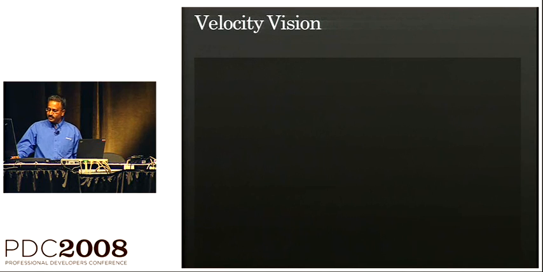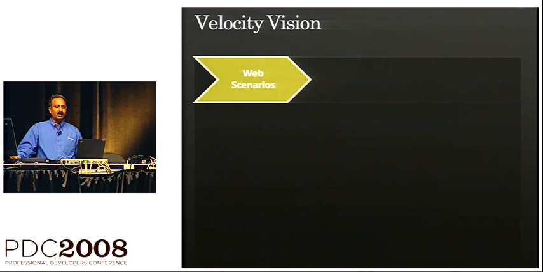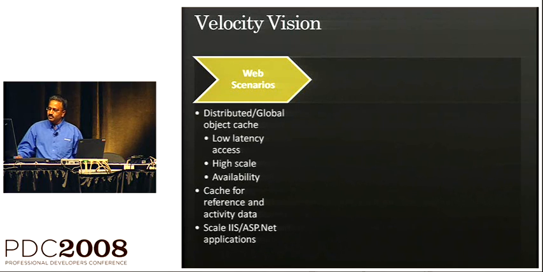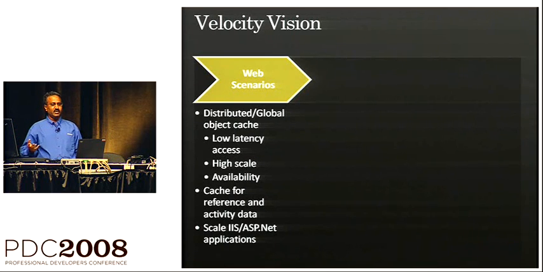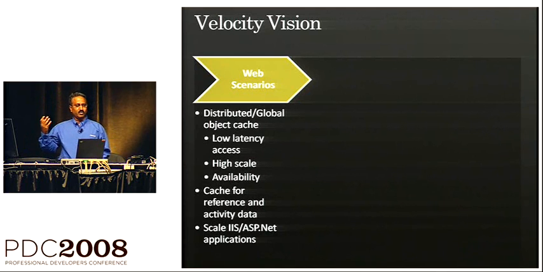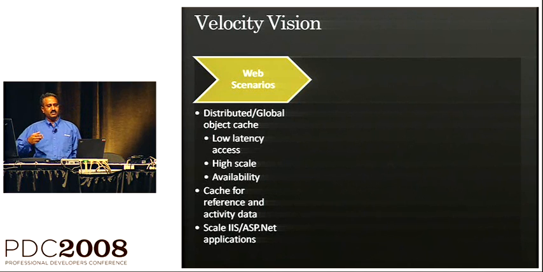So in terms of the Velocity vision, initially we took a lot of the web scenarios, and this requires, most of the time, some kind of low latency access, and I need high scale and availability. And if you look at lots of the data in the web scenarios, it tends to be mostly read data. There's a lot of read data, and I can cache those things, and it's low-hanging fruit. I can provide high performance for those things. And also you have activity data, as MK pointed out, like your session data in your ASP.NET session state. Those are some examples, like the shopping cart, and those you want to scale out. Those are the low-hanging fruit scenarios for us.